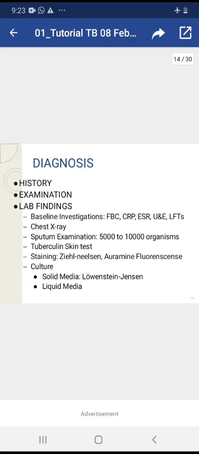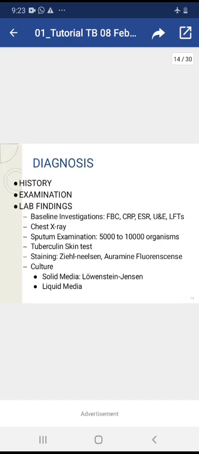Diagnosis. How you are going to diagnose a TB patient. First of all, you are going to take a detailed history, for example, the symptoms history, any travel history, family history. You are going to examine the patient, general physical examination, and the systemic examination.